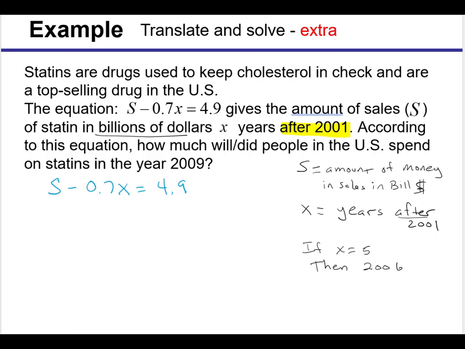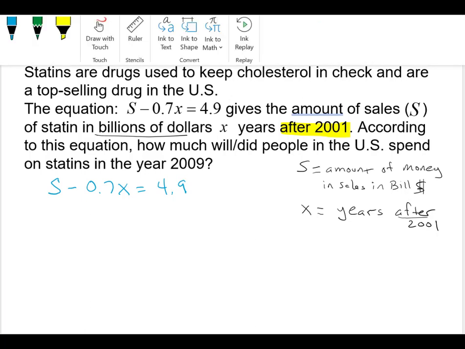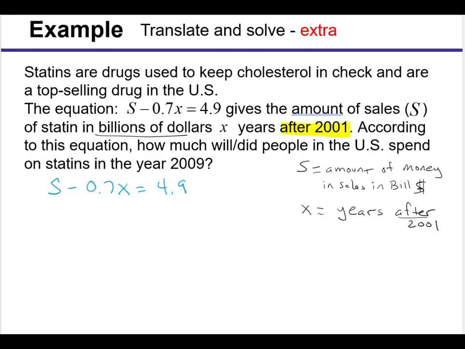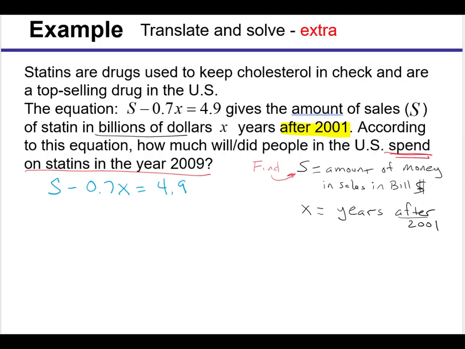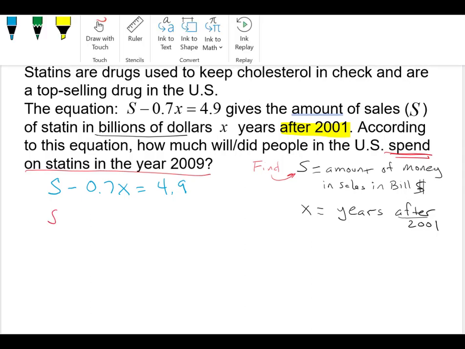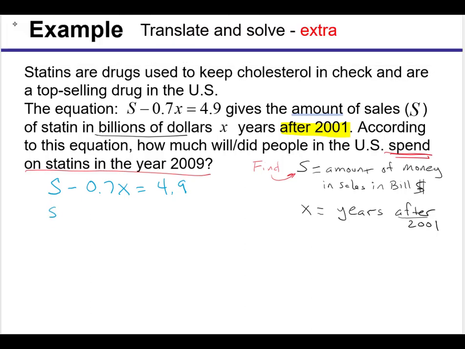Okay, so let's see if we can figure out this problem. Our job is to find how much did the people spend in the year 2009. So we have to find this S number. That's what we got to find. Okay, so if I start the equation, then S is unknown. Okay, here comes another trick. I'm going to try to trick you.